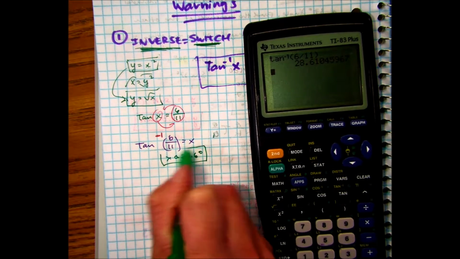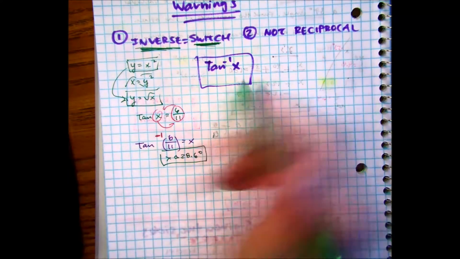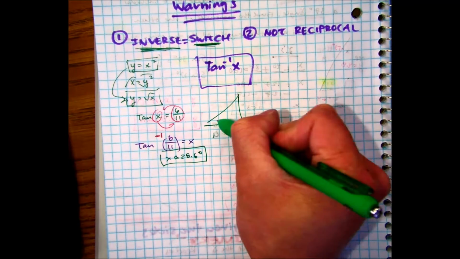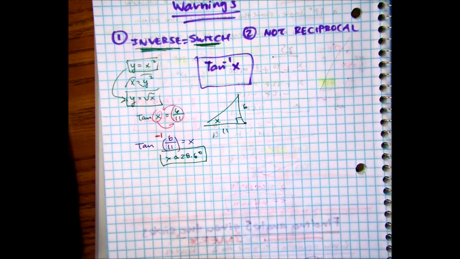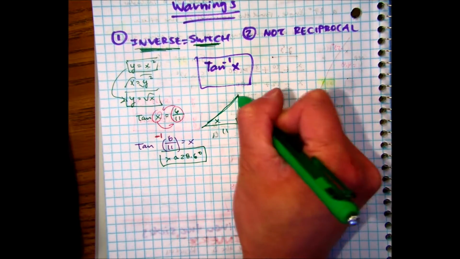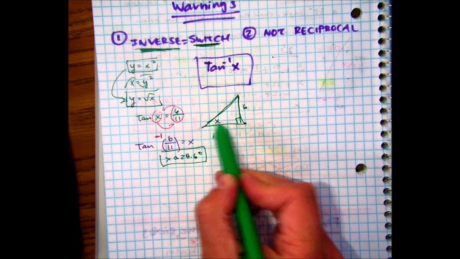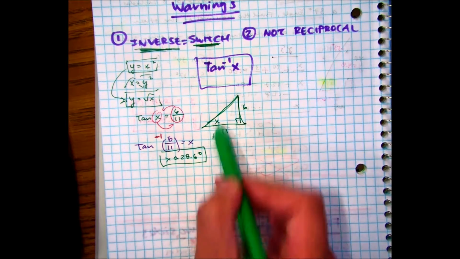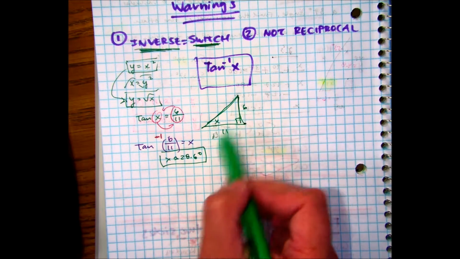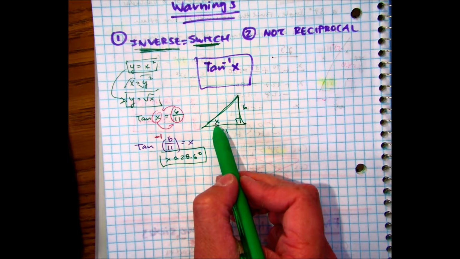Okay, so again, if I gave you this triangle, let's show you. x. And let's just say I gave you the lengths 6 and 11. Nice triangle, huh? Opposite over the adjacent. What I'm finding here is that based off these two sides, I can find the angle.